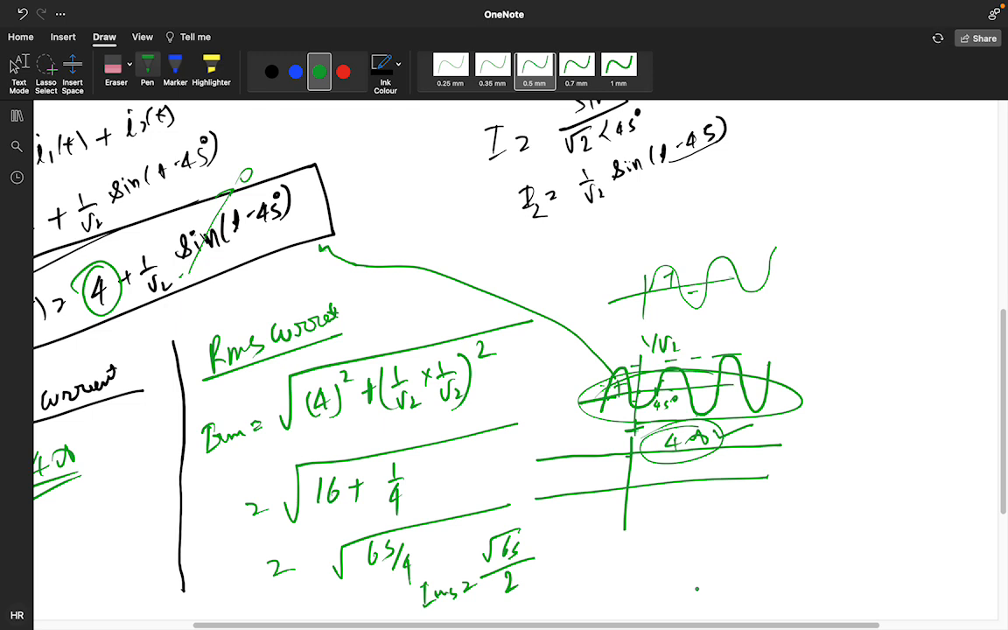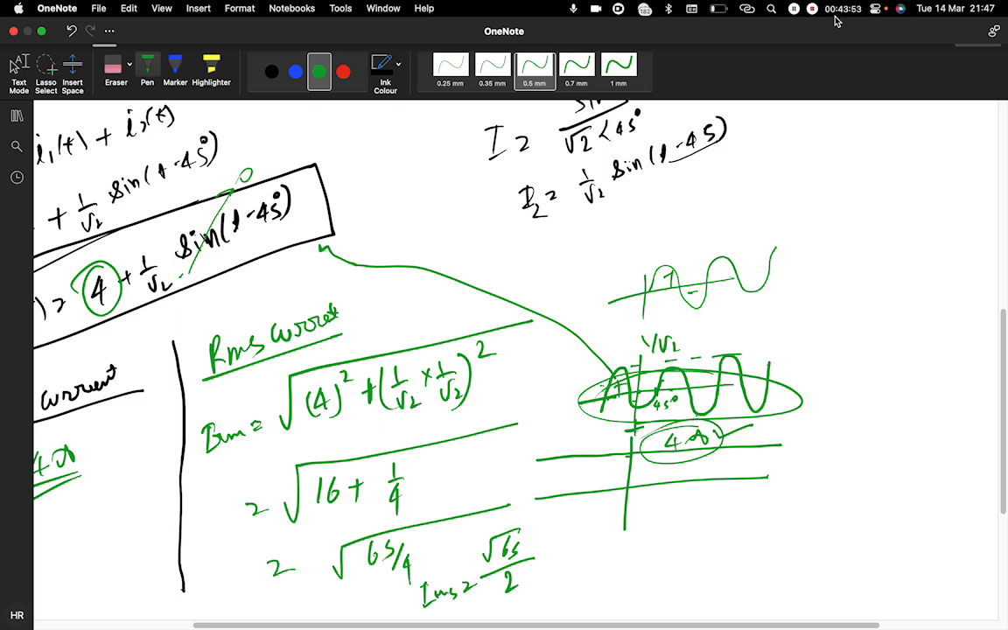This part is clear, Prasanna? Yes. Or are you facing any doubt? Vaishnavi, is this clear? Yes, sir. Okay. So this was the concept of AC circuit. Okay.